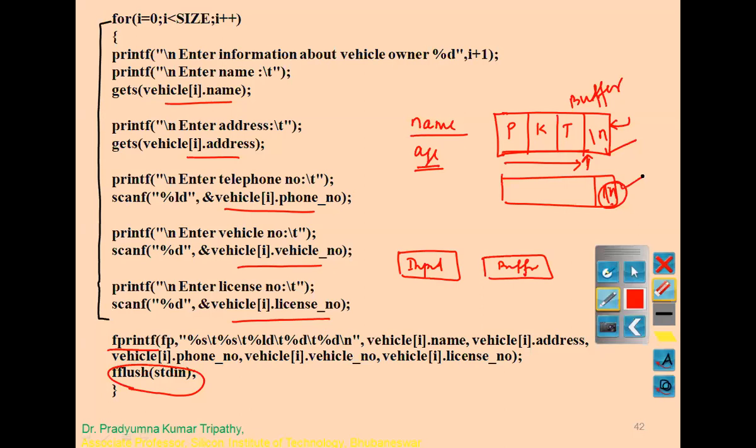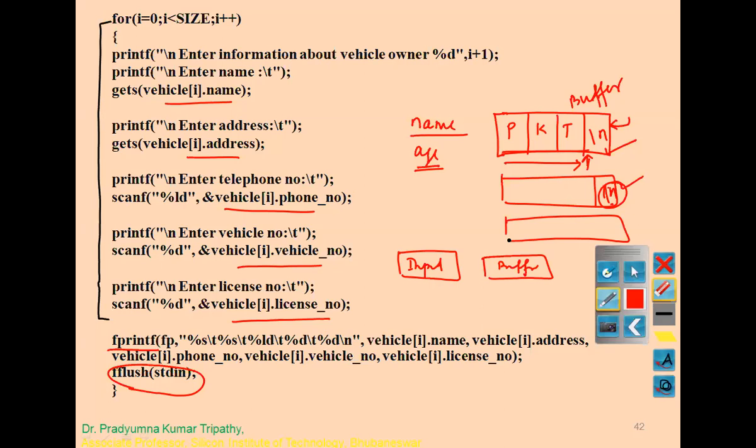Now if I use this fflush(stdin), it will flush out the content of the standard input device. Whatever is there, it will flush out. The \n will be flushed out and the buffer will be empty. Now when you try to read the age, the new value of age will come to the buffer, and from the buffer we can read. That is the reason for which fflush(stdin) is used.